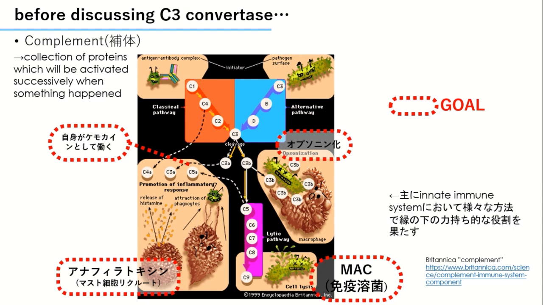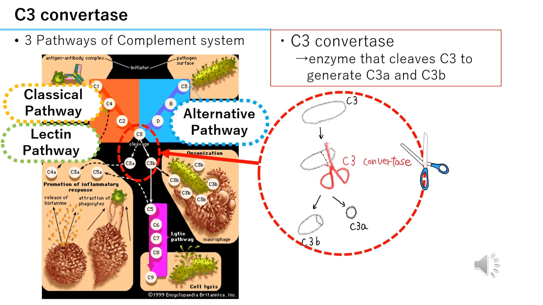Activation of the complement system helps attack pathogens in innate immunity. For example, in opsonization, activated complement binds to pathogens, making it easier for macrophages to eat them. C3 convertase plays a central role in this complement system.